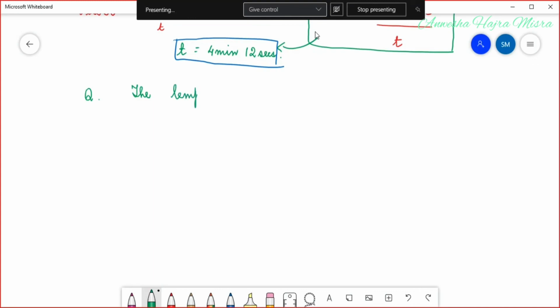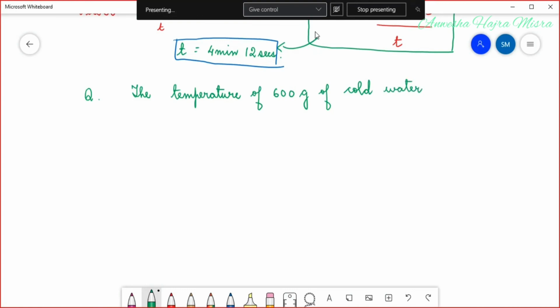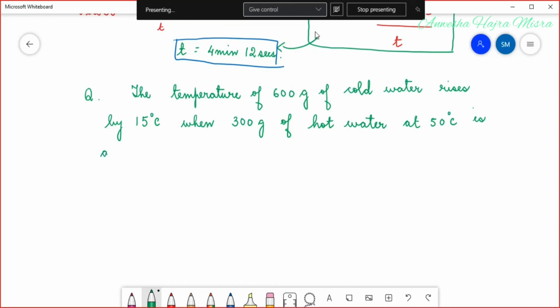The temperature of 600 gram of cold water rises by 15 degrees Celsius when 300 gram of hot water at 50 degrees Celsius is added to it. What was the initial temperature of cold water?